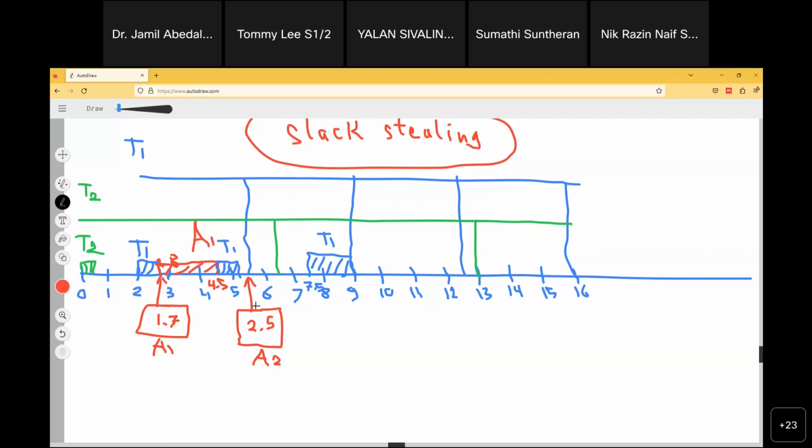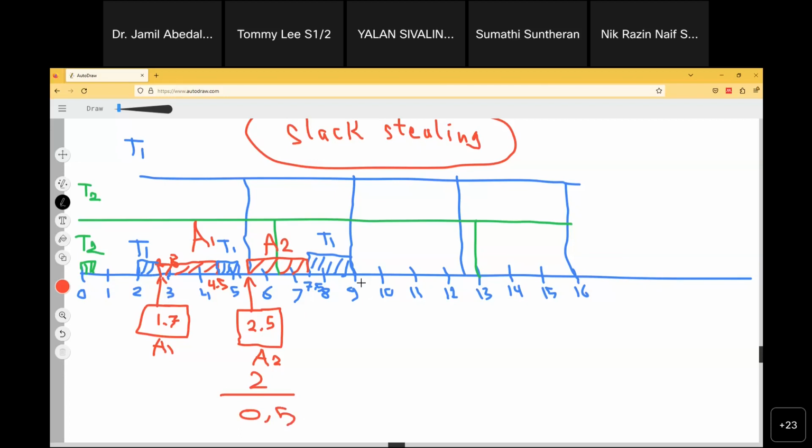So here we execute the aperiodic. Let's count: half unit, 1 unit, so 1.5 plus half unit. How many units do we execute here of A2? Only 2 units, correct. The remaining will be 0.5.